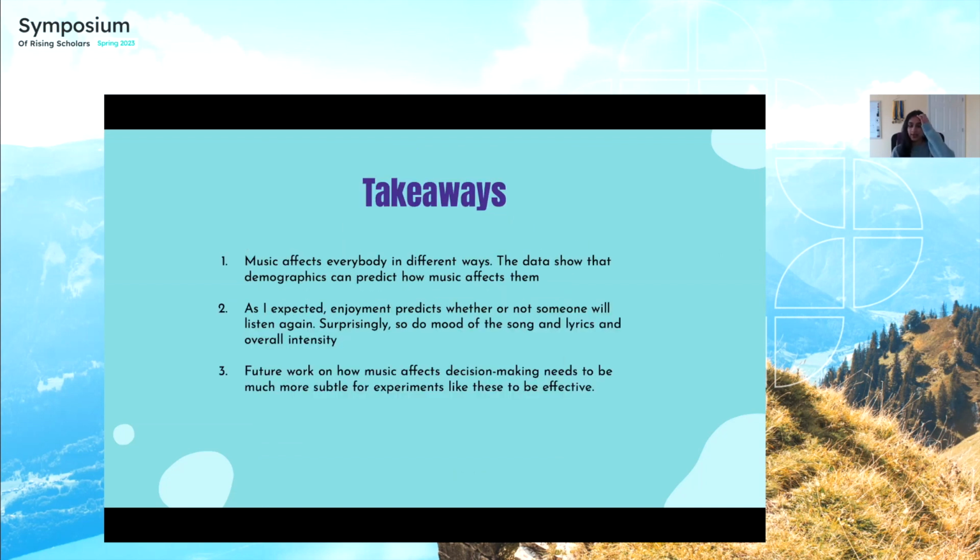Some key takeaways that I got from this project is that music affects everybody in different ways. This is pretty obvious because, again, everybody's a different person. Some people will enjoy intensity, some people won't, some people like lyrics, some people don't like lyrics. That ties into number 2: song enjoyment predicts whether or not someone will listen again. Surprisingly, so do mood of the song, lyrics, and overall intensity. So again, everybody's different and likes different things. It should have been a little bit cleaner in the decision-based task.